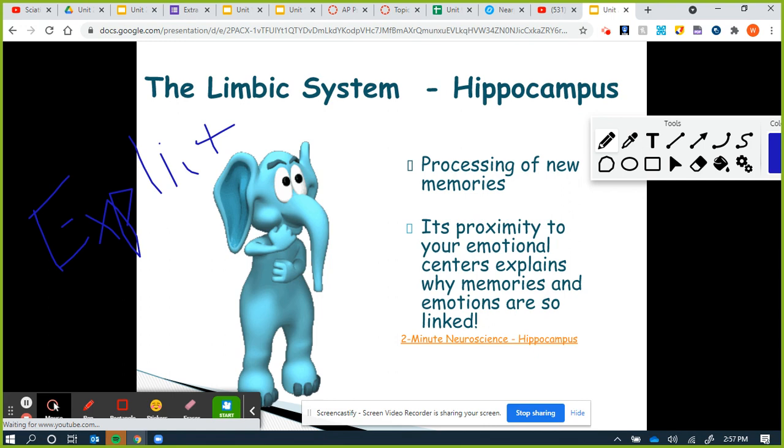It is very close to the emotional centers of the brain, which is why memory and emotion are heavily related. Way to remember this, everybody knows the mnemonic: you'll always remember seeing a hippo on campus.